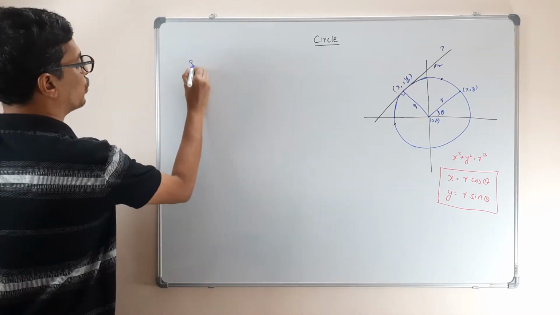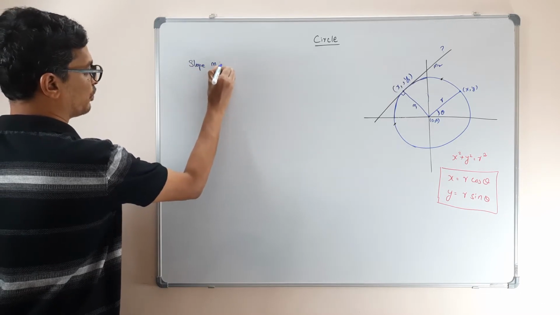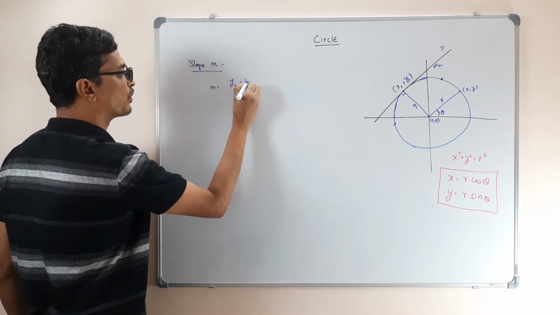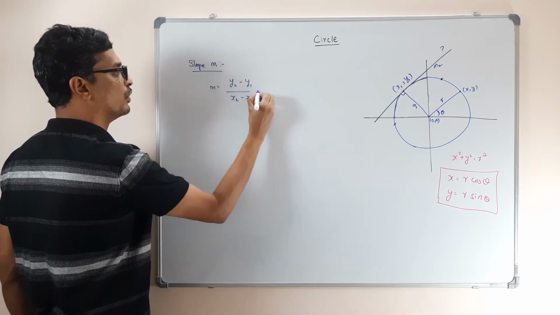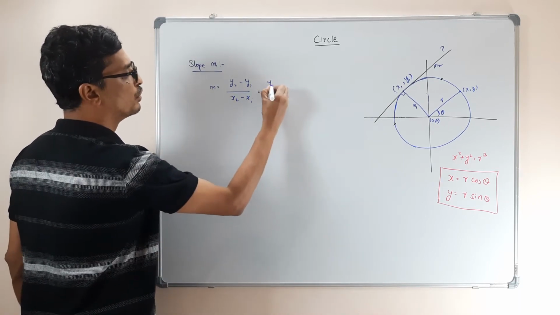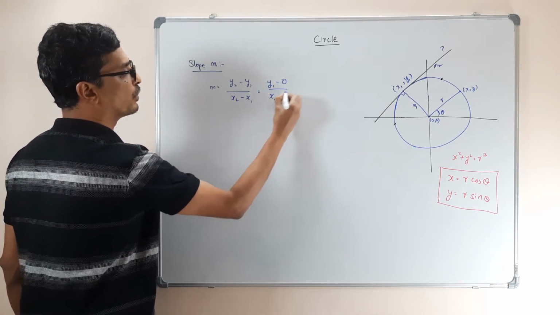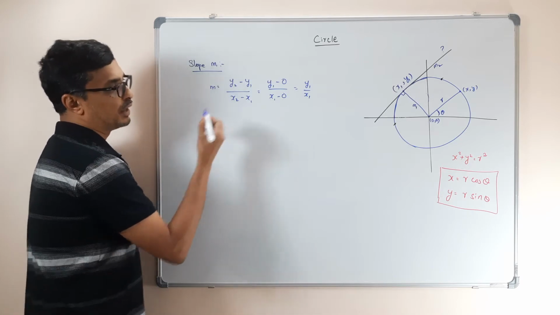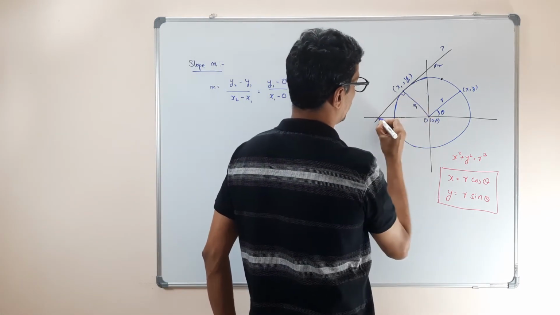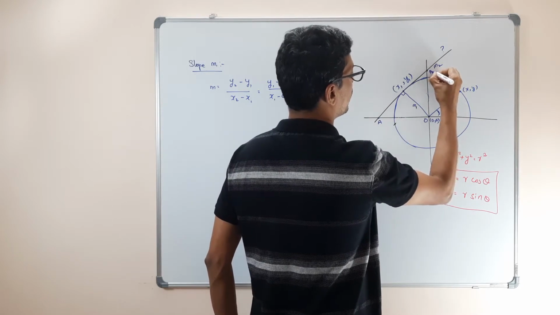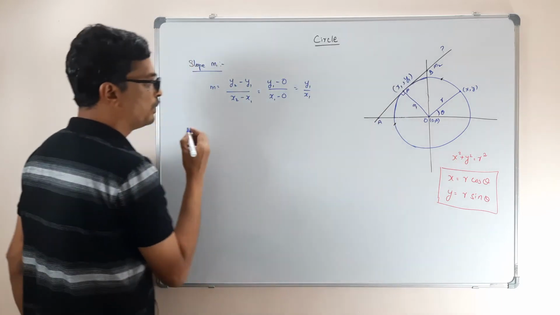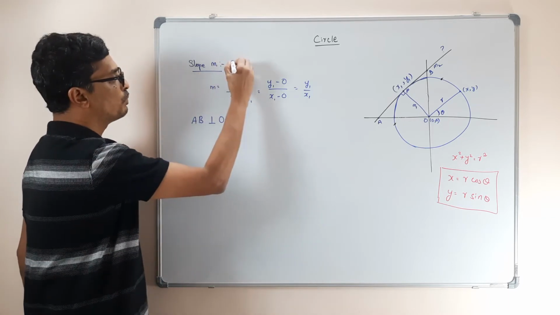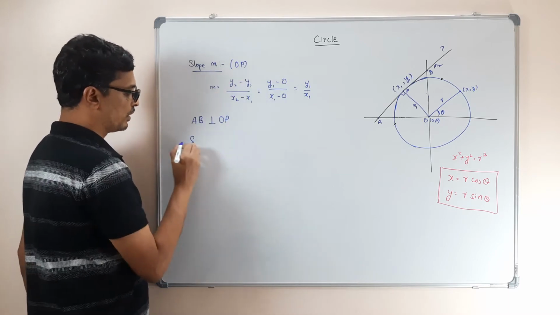We are going to first find slope m1. How will you find slope m1? We have 2 points, right? So m equal to y2 minus y1 divided by x2 minus x1. So what is y2 here? y1 here, right? y1 minus 0 divided by x1 minus 0 equals y1 by x1. Now let me put up some names. So let this be O, let this be A, B, and let this point be P. AB is perpendicular to OP, correct? So this is the slope of OP.